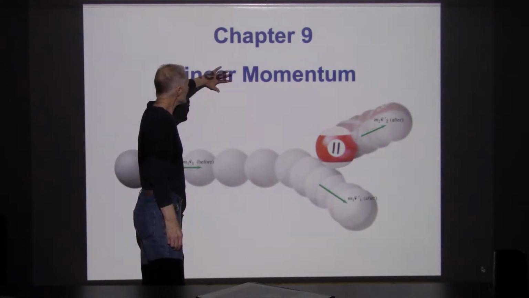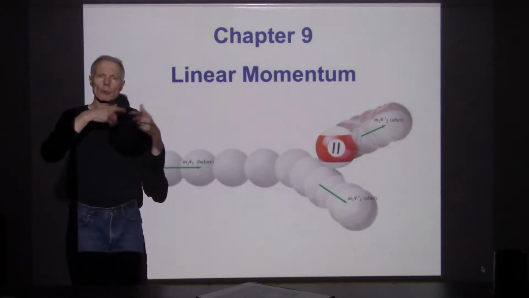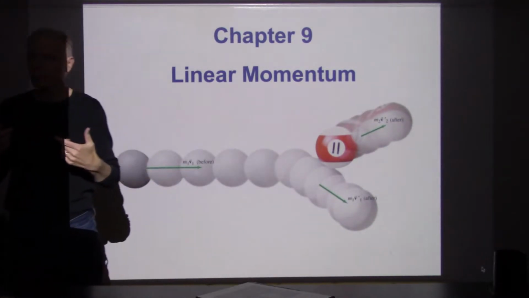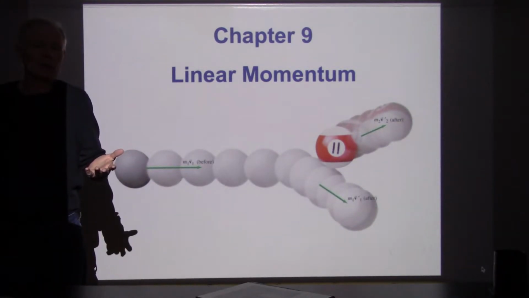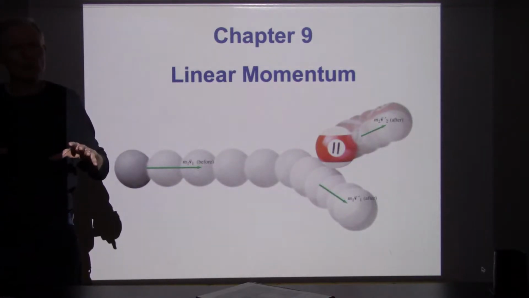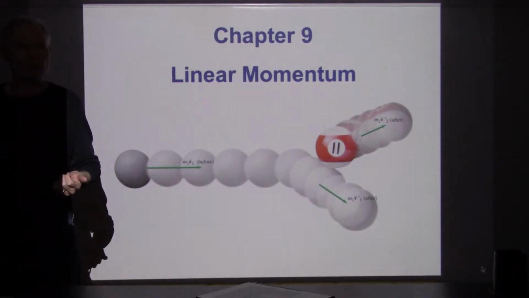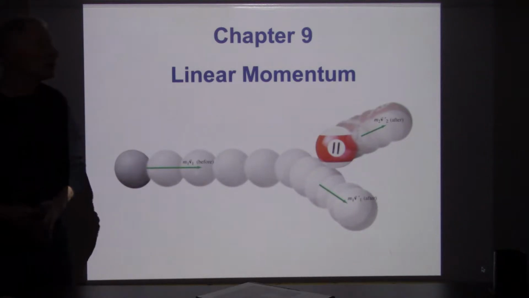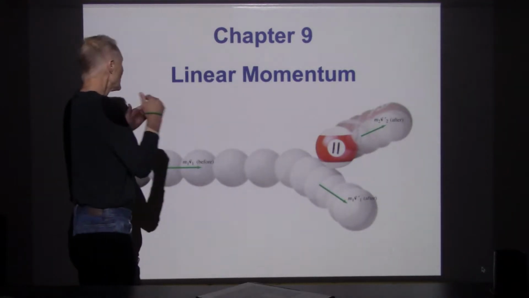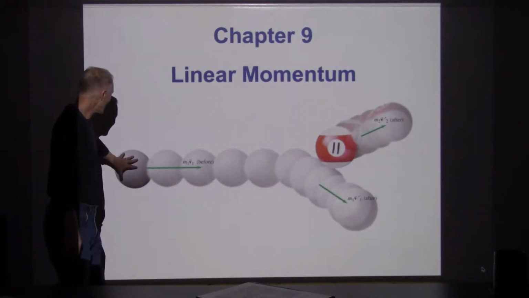Now, it's linear momentum because it turns out there's also a rotational version of momentum that's kind of a separate thing. There's some relationship between the two. We'll see this in chapters 10, mostly 11. It's called angular momentum. Anyway, linear momentum, we've got an object here.